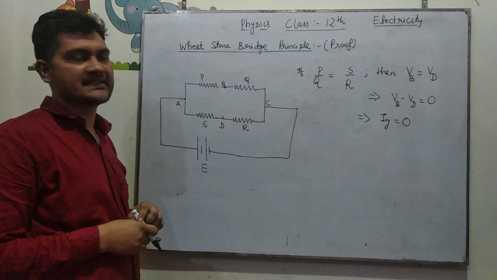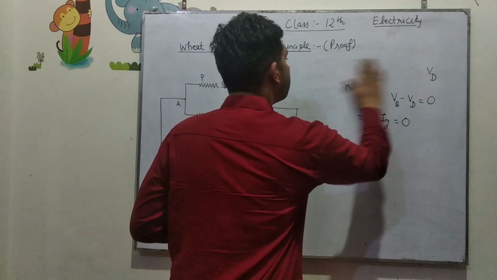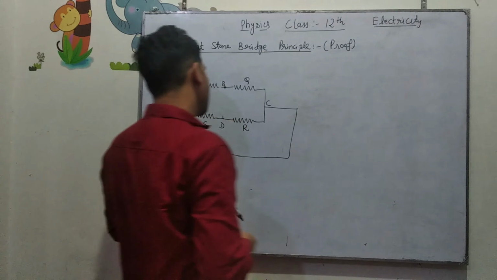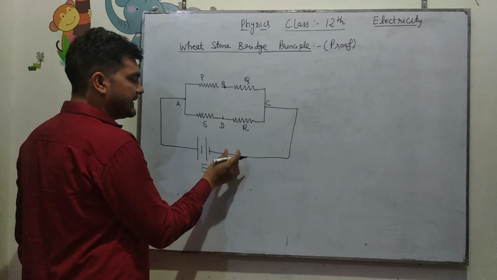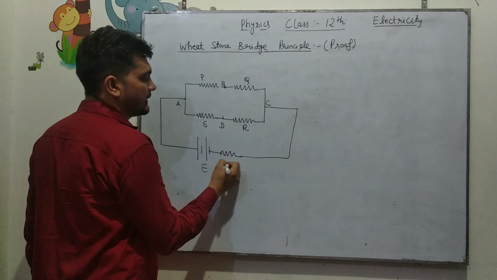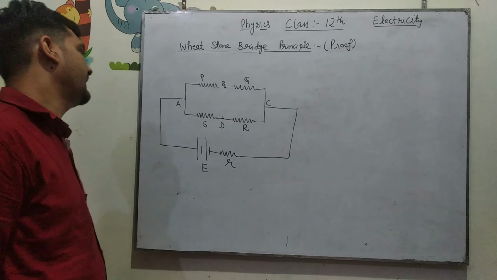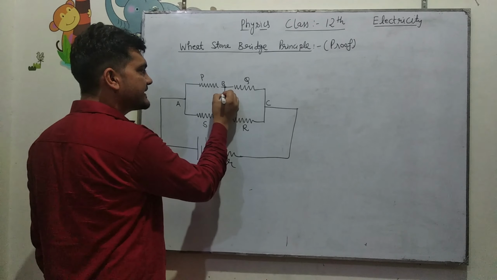I want to give proof of this principle. So to prove this, I am assuming that I have connected a battery here of EMF E and internal resistance, say R. This is internal resistance R. And there is a resistance Z here.